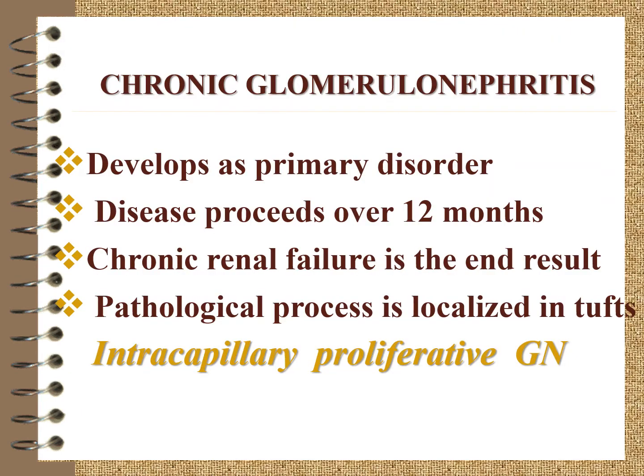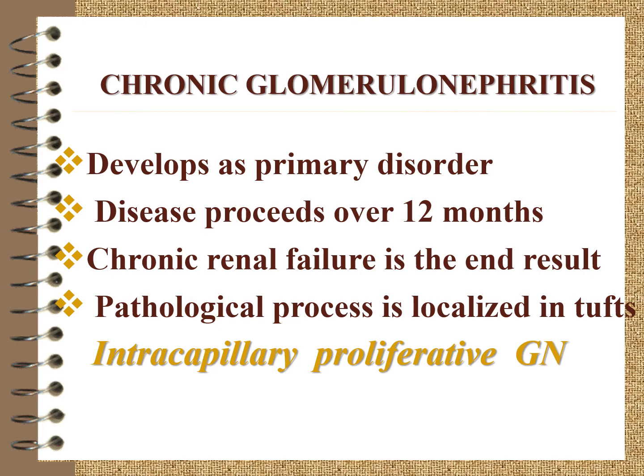Chronic glomerulonephritis usually develops as a primary disorder, but may occur at the final stage of other types of glomerulonephritis. The disease proceeds over 12 months, and chronic renal failure is the end result. Uremia is the main clinical feature, but hypertensive cardiac failure or cerebral hemorrhage may cause death. Chronic glomerulonephritis is the third leading cause of chronic kidney disease, accounting for about 10% of all patients on dialysis.